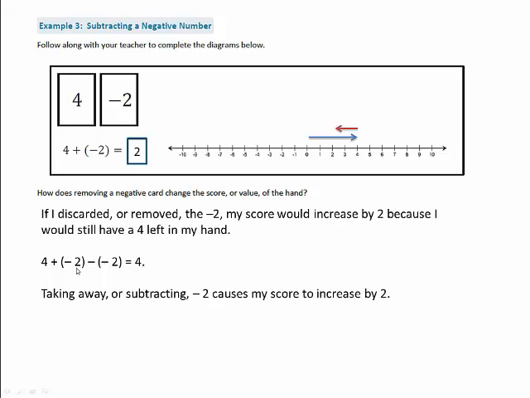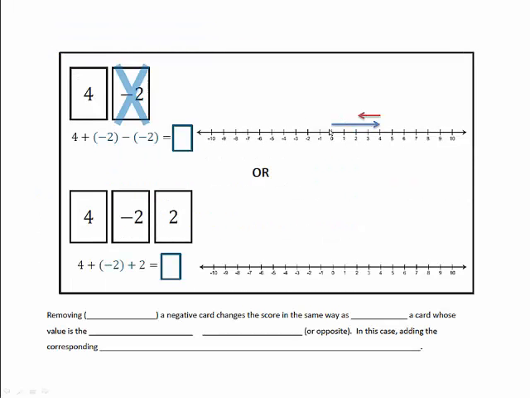So 4 plus negative 2 minus the negative 2 gets me back to 4. Taking away or subtracting negative 2 causes my score to increase by 2. Let's look at this a little more closely. Here I have the same setup as before, but this time I've got 4 and negative 2. If I were to take away that negative 2, I'd go back to 4.